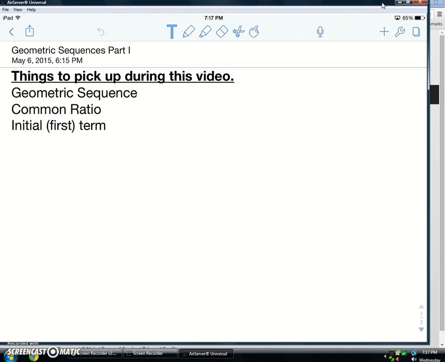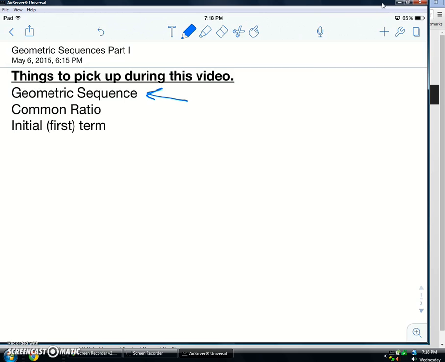Today we're going to be talking about one of my favorite topics in mathematics because of its wonderful properties, and for me, some of its simplicity, and also the applications that we'll be able to see with this. And that is, we're going to be talking about geometric sequences.